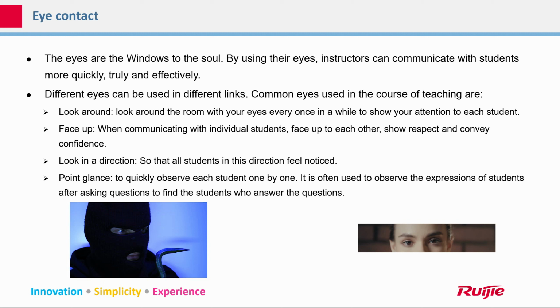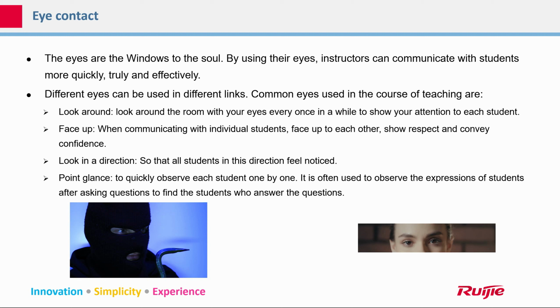This is mainly for offline training. In the classroom, you should look around the room with your eyes, and every once in a while show your attention to each student. And next is facing up. When communicating with individual students, face each other, show respect and convey confidence. Next is looking in a direction, so that all students in this direction feel noticed.